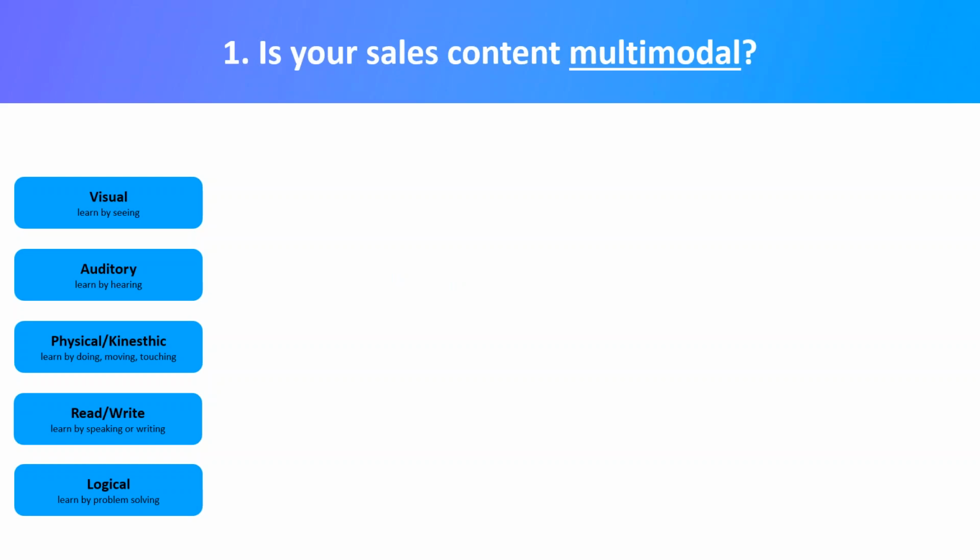So the first question that I ask myself when I look at a piece of sales content or when I'm creating a piece of sales content is: is the sales content multimodal? So what does that mean? Well, in the 1990s, there was a very famous study done, which was comparing people's preferred learning styles. So whether they were a visual learner, an auditory learner, physical kinesthetic learner by learning by touching, someone who learns by reading or writing, or someone who learns best by problem solving, to their ability to actually retain more information.